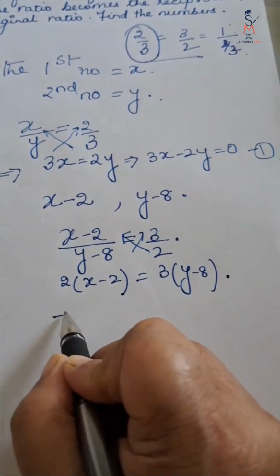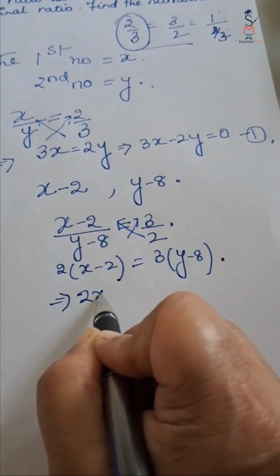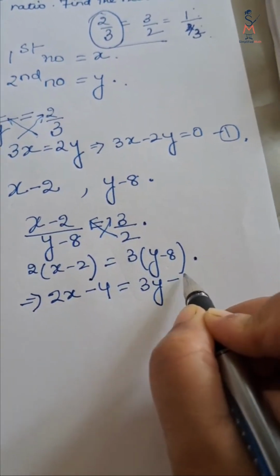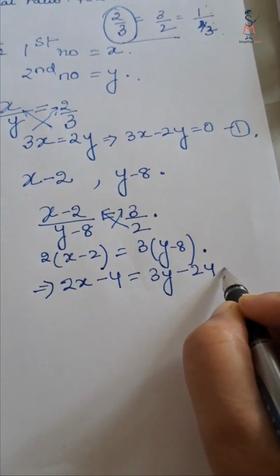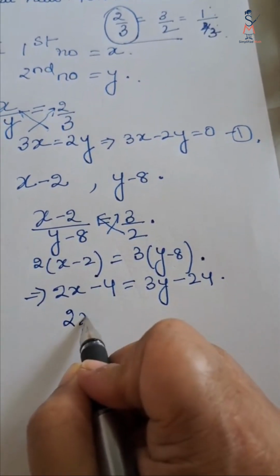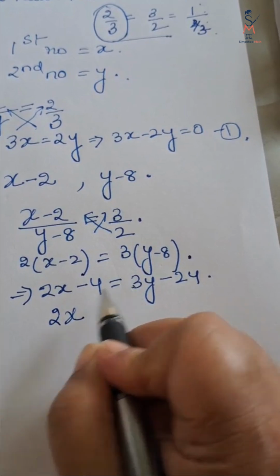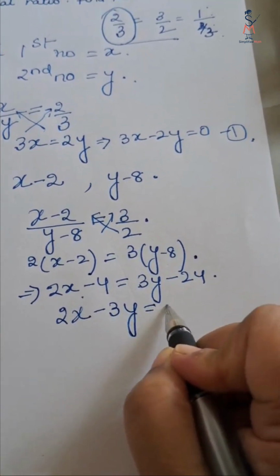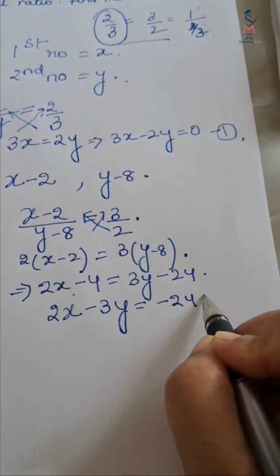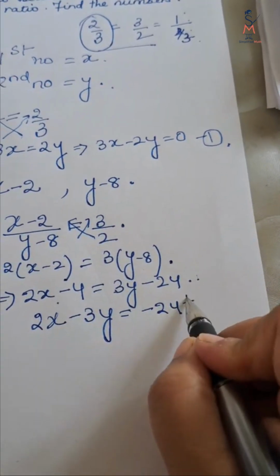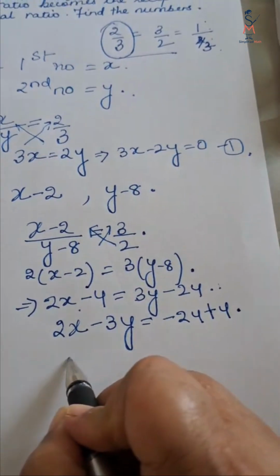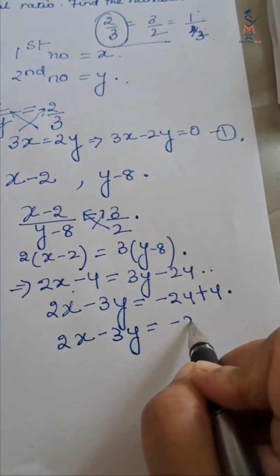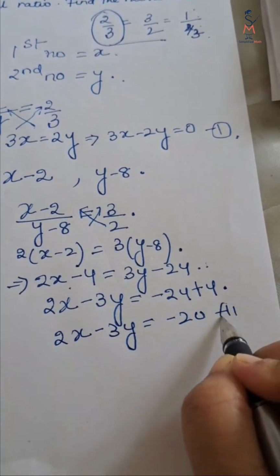That is 2x minus 2 2s are 4 is equal to 3y minus 8 3s are 24. We'll get all the variables on one side, that is 2x on the left, 3y comes to the left as minus 3y, minus 24 goes to the right, and minus 4 comes here, it becomes plus 4. So the equation becomes 2x minus 3y is equal to minus 20. This is our second equation.